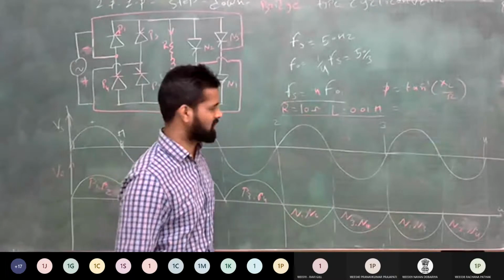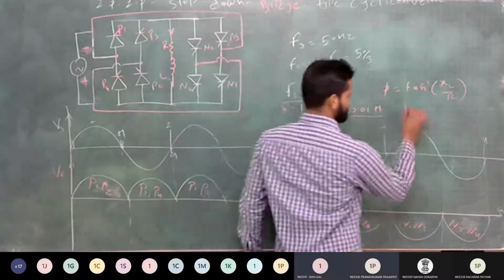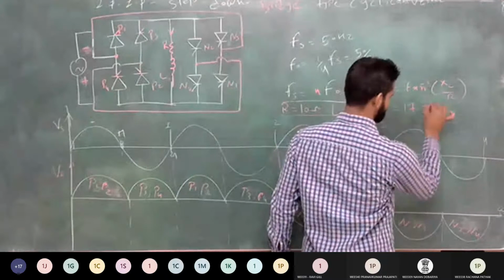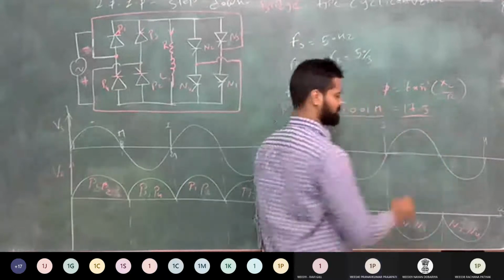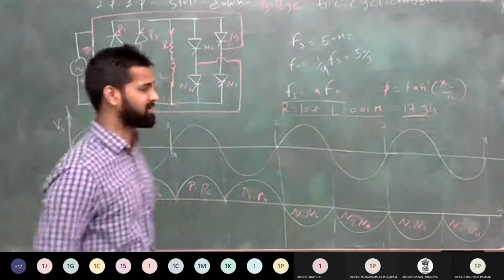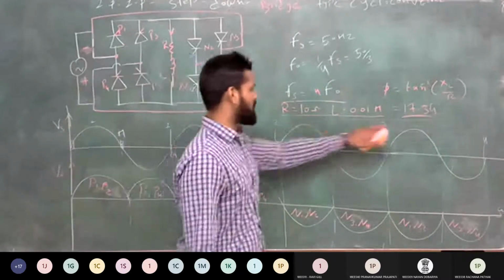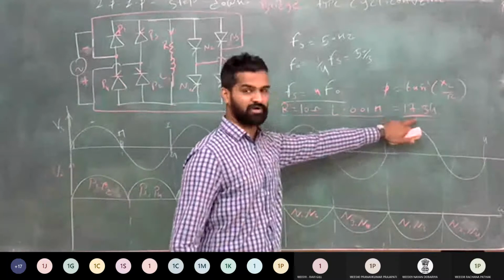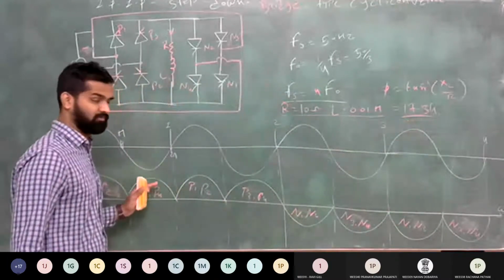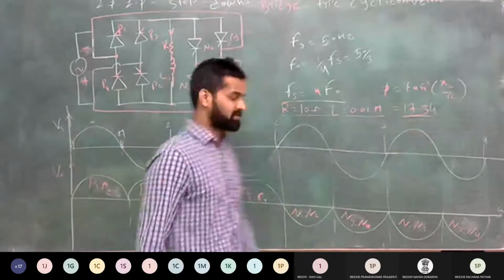Anyone who has calculated phi? 17.44, sir? 17.34. 17.3, 34, 34. Okay, then our answer is 17.34 degree. Clear? So this is the RL load power factor angle, 17.34. It means your load current lags behind your voltage by this much angle, 17.34.